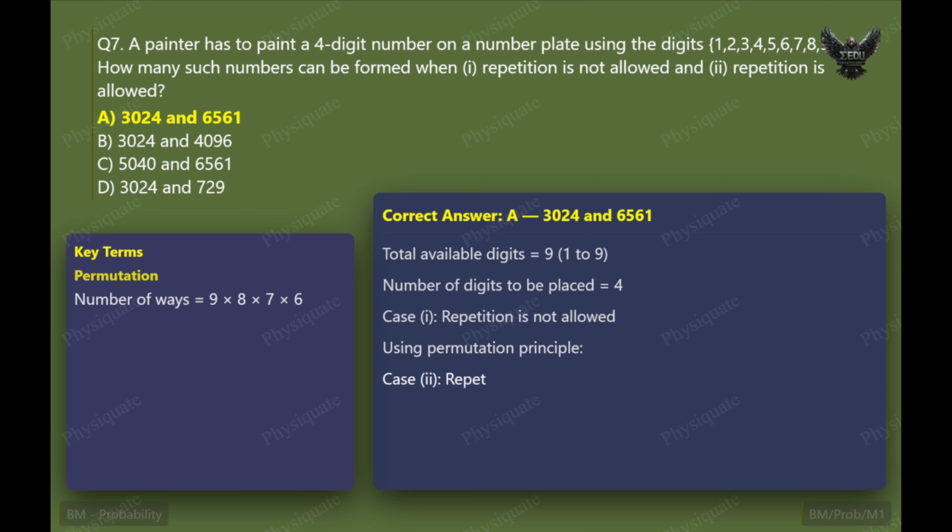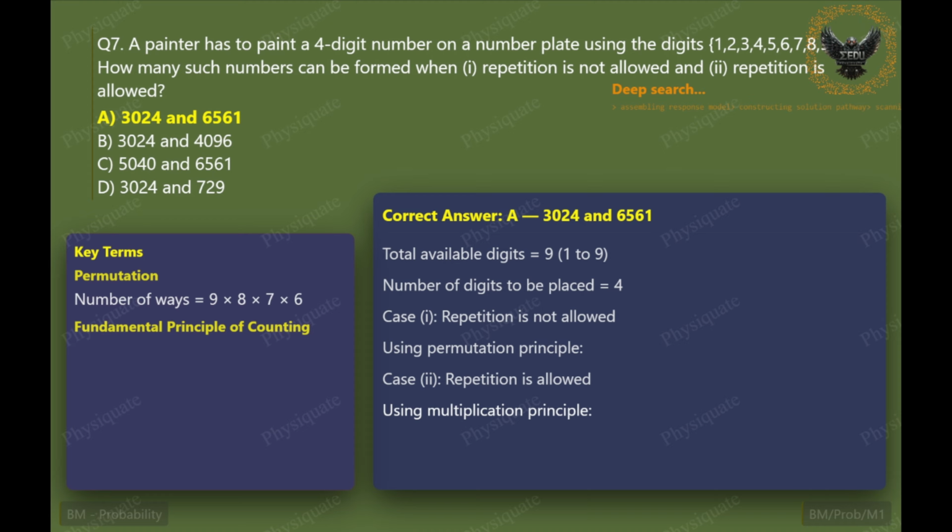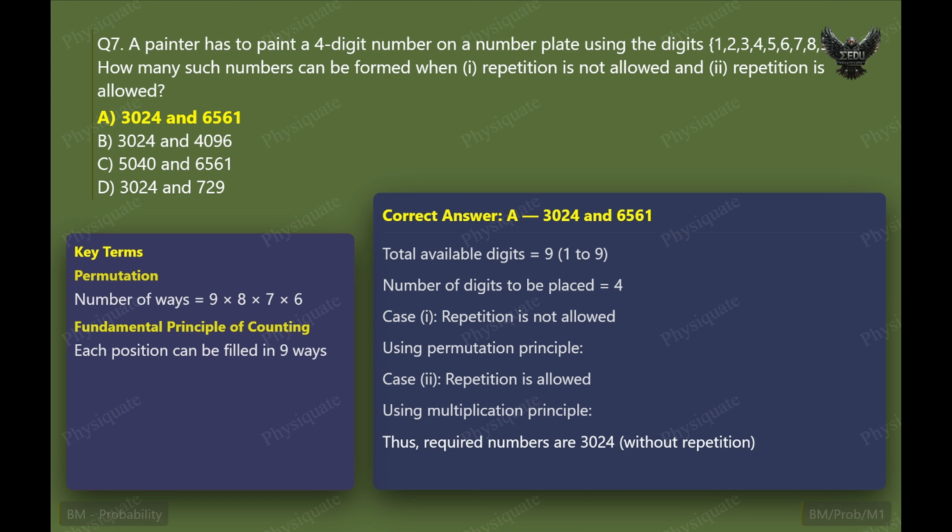Case 2. Repetition is allowed. Using the multiplication principle, the fundamental principle of counting, each position can be filled in 9 ways. Thus, required numbers are 3024 without repetition, and 6561 with repetition.